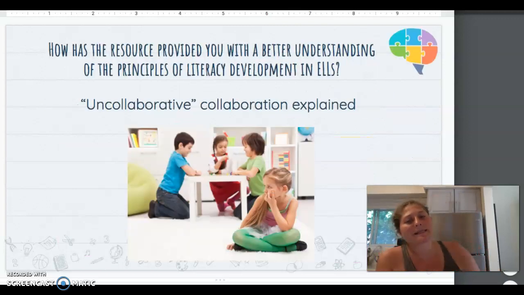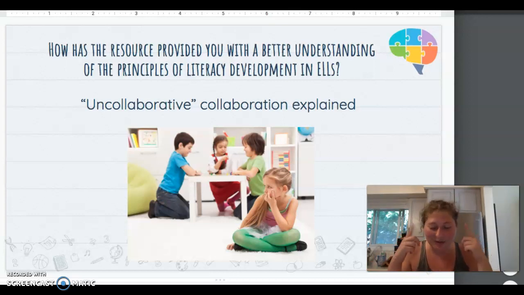For the first point, the resource provided me with a better understanding of what uncollaborative collaboration was, when it talked about how oftentimes there's a student left out. That hit so many light bulbs in my head, because there are so many times when you notice that a student doesn't have a partner, and you work to get that student a partner. By the time you have rearranged groupings and created partners for everyone who needs one, all the people who've been discussing since the beginning have finished their conversation and they are just waiting.